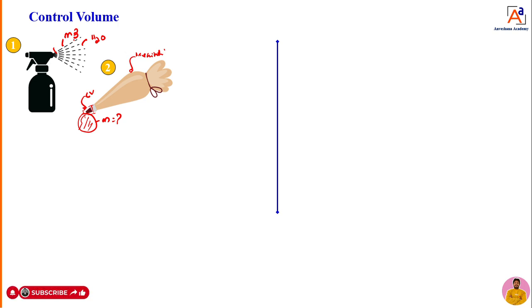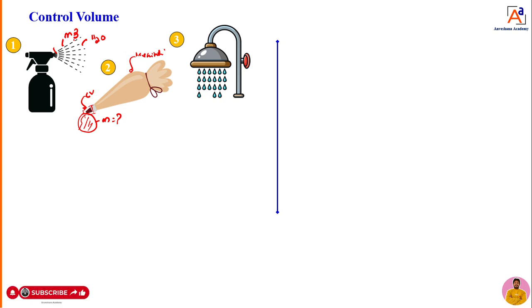When it comes to control volume, it helps us calculate both energy as well as mass across the system boundary. You have to keep that in your mind, dear students. These are two applications where we calculate the mass. Just to understand the control volume, I am giving such live examples. Now I will move towards the third application, that is the water shower.